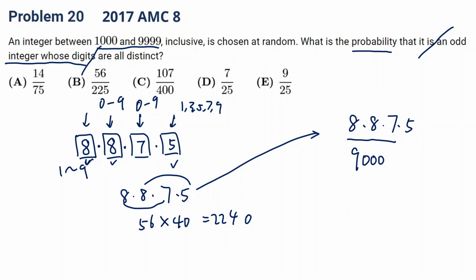So here, 9,000 cancels with 8. 9,000 is 9 times 1,000. 1,000 cancels with 8, we leave with 125. 125 cancels with 5, we leave with 25. So now it's all simplified. So the top is 56, the bottom is 225.